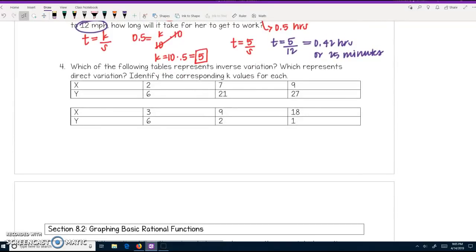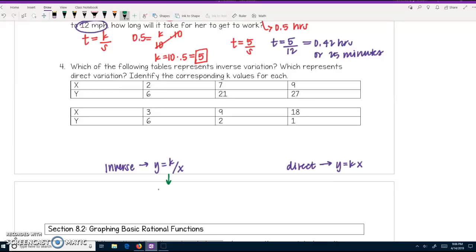Number 4 asks us, which of the following tables represents inverse variation? Which one represents direct variation? Identifying the corresponding k values for each. So it is a good thing to remember that if you are working with inverse variation, then you're using the inverse variation equation, which is y is equal to k over x. If you are working with direct variation, you're working with this equation instead, y equals k times x. So with direct relationships, as x goes up, y also goes up. With inverse variation, as x goes up, y is going down. So once you have those equations in mind, you can identify how you would solve for k in each scenario.